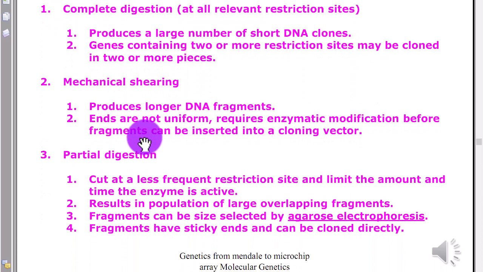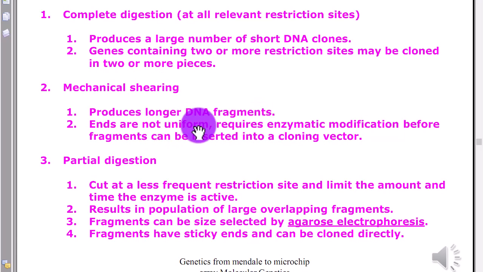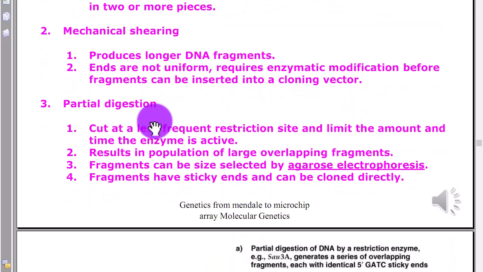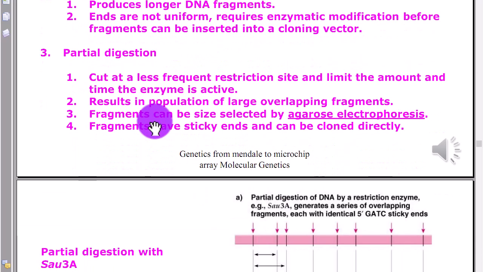Mechanical shearing produces longer DNA fragments, and these are not uniform and require enzymatic modification before a fragment can be inserted into a cloning vector. Partial digestion cuts at a less frequent restriction site and limits the amount and the time the enzyme is active, resulting in a population of large overlapping fragments.